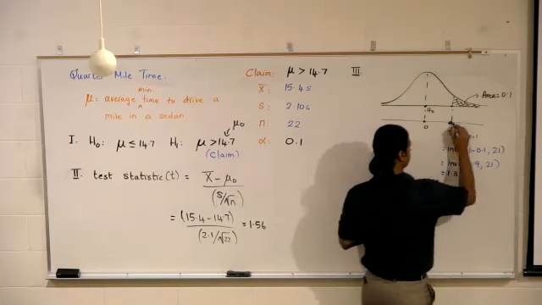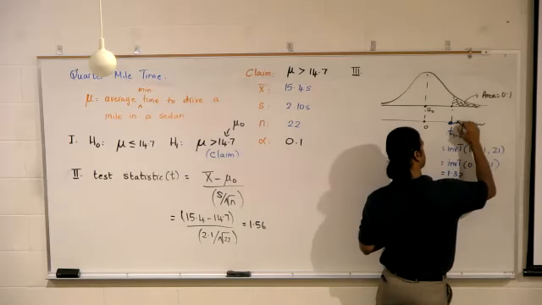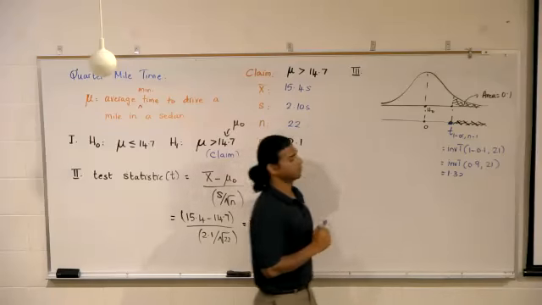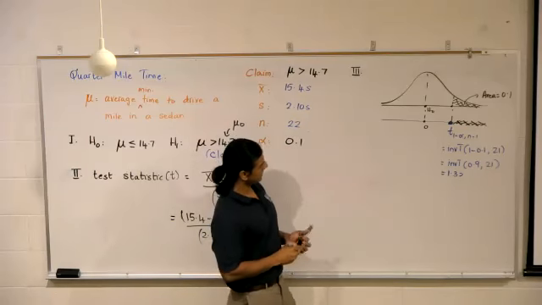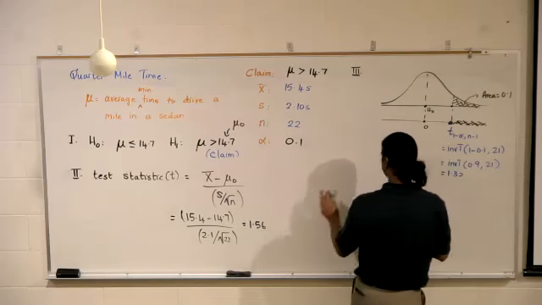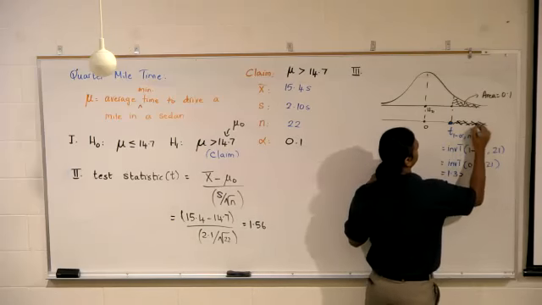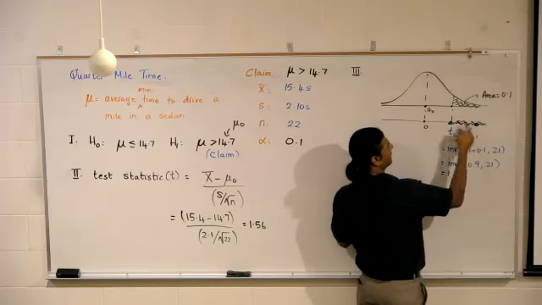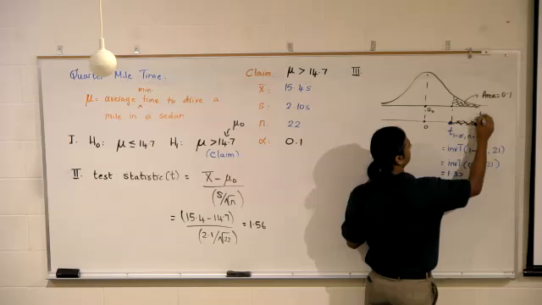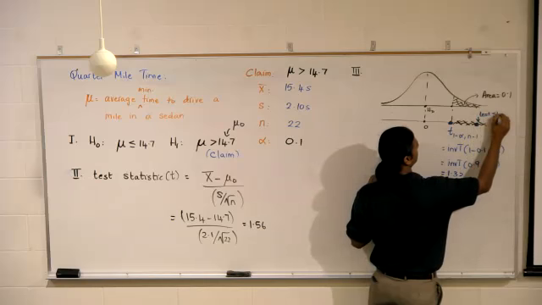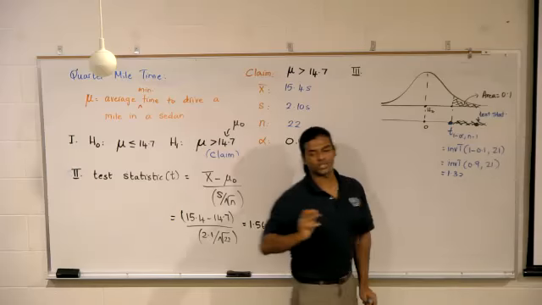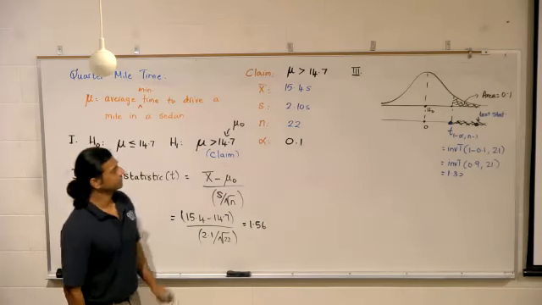The rejection region is anything above 1.32. And here we have a test statistic that is 1.56, which lies right there. Should we reject the null? Yes.